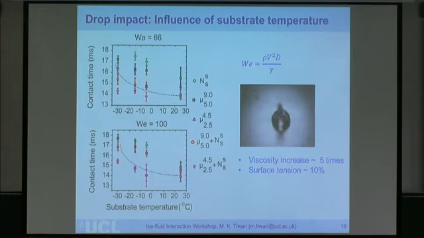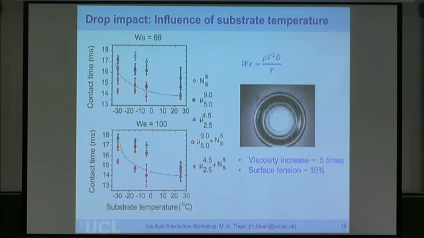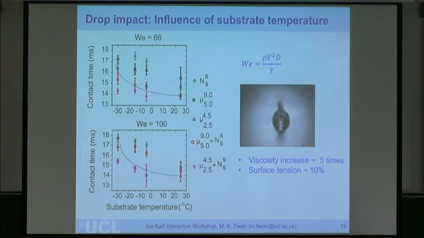And what we see is, as we lower the temperature, we see an increase, roughly, an increase in the amount of time that the droplet spends on the surface. And the reason for that is, I've noted here, about 5 times increase in the viscosity as we go from 20 degrees centigrade to minus 30 or so that we go down to. I'll show you some details of this.